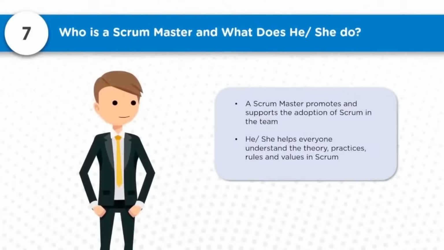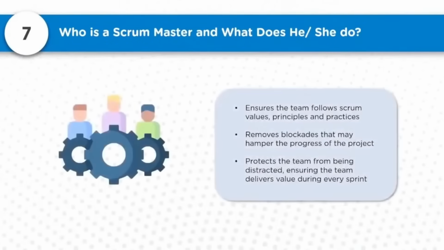A Scrum Master promotes and supports the adoption of Scrum in the team. The Scrum Master helps everyone understand the theory, practices, rules and values in Scrum. So the Scrum Master plays the role of facilitation and enablement, right? The Scrum Master ensures the team follows Scrum values, principles and practices, removes blockages that may hamper the progress of the project, protects the team from being distracted, and ensures the team delivers value during every sprint.